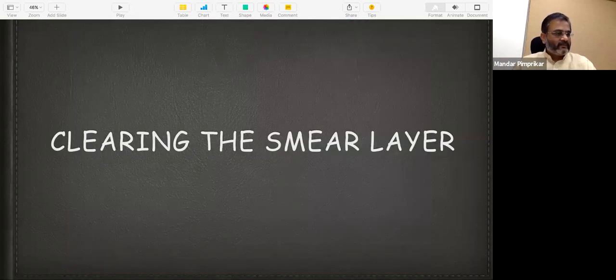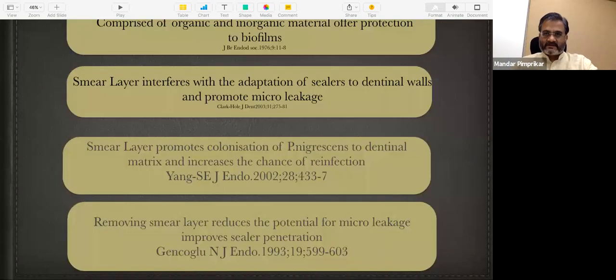Then coming to a portion where we need to understand how to tackle the smear layer. Here I'm going to talk about new strategies for tackling the smear layer. Now what is the smear layer? It is comprised of organic and inorganic material which offers protection to biofilms. It interferes with adaptation of sealers and promotes microleakage. It promotes colonization of P. nigrescens, which increases the chances of reinfection once the treatment has been completed. So removing the smear layer is extremely important.